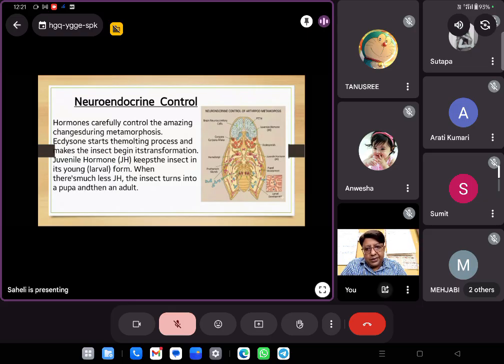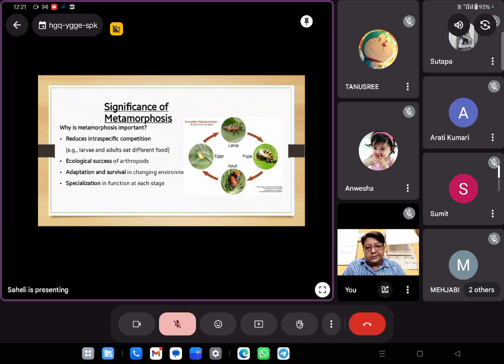Next is significance of metamorphosis. Metamorphosis in arthropods is very important because it helps them survive, grow, and adapt to their environment. The main significance is that it reduces competition between young and adult stages, since they often live in different habitats and eat different food. It also allows specialization.